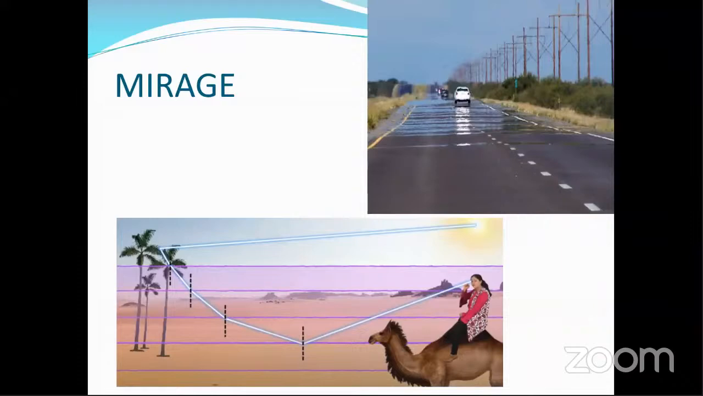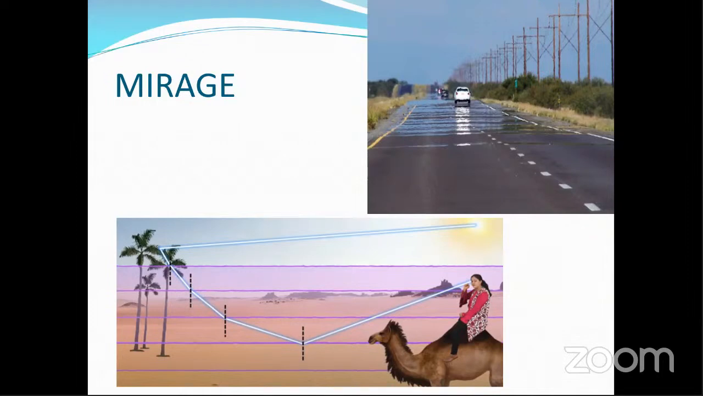Similarly, there's a next thing that we often observe. Mirage is one phenomenon which is a kind of optical illusion. When you go on highways, you see that water is all around, but the moment your car reaches there, you see that there is no water. So whether water is there or not, this is because of the phenomenon known as mirage.